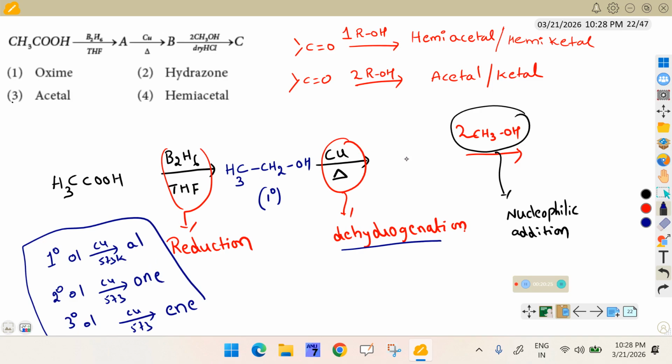It is a 1 degree alcohol. 1 degree alcohol is converted to aldehyde. Aldehyde is a carbonyl compound. Carbonyl compounds react with 1 mole of alcohol to give hemiacetal. If it reacts with 2 moles of alcohol, then it gives acetal, because carbonyl compounds are more favorable towards nucleophilic addition reactions.